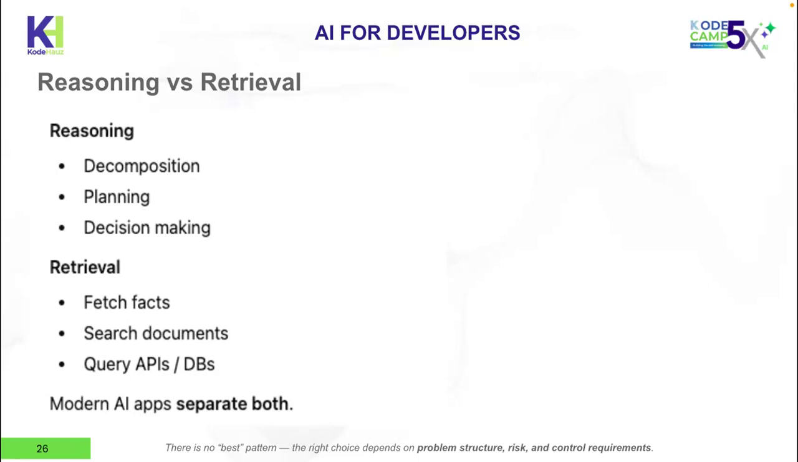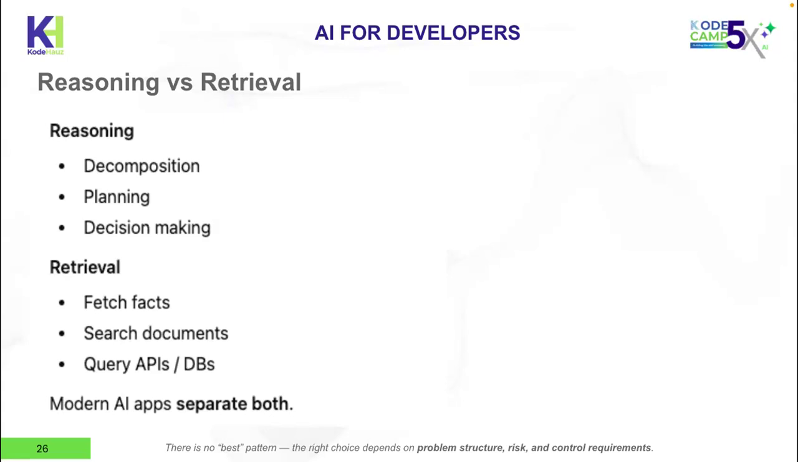And reasoning is not the same thing as retrieval. Reasoning requires the LLM to essentially, well, reason, right? Decompose the problem, that's one aspect. Plan what to do, that's the second aspect. Third, make a choice or make choices. But retrieval, on the other hand, is fetching information, fetching facts, right? Or searching through the document base that we have to find something that matches, or querying an API call or a database call, right?